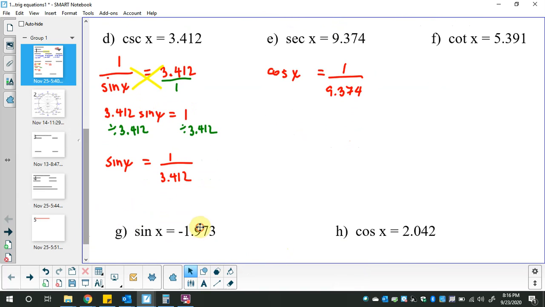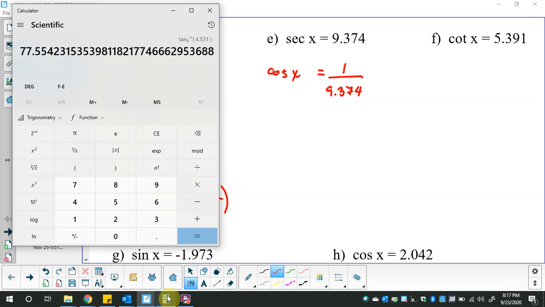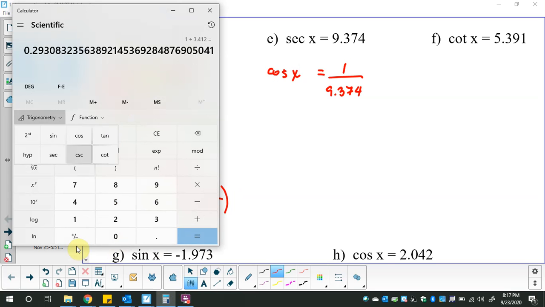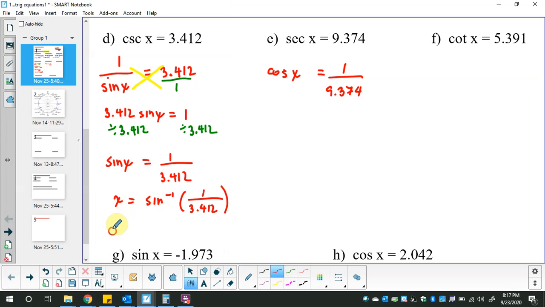Now let's finish off this question. See, I knew I wasn't sure about this spacing. We have to do sine inverse of 1 divided by 3.412. So that means I have to do the 1 divided by 3.412. I need to find that decimal, and then I need to do the sine inverse. So 17.0 degrees is between 0 and 90 degrees. So we're done.